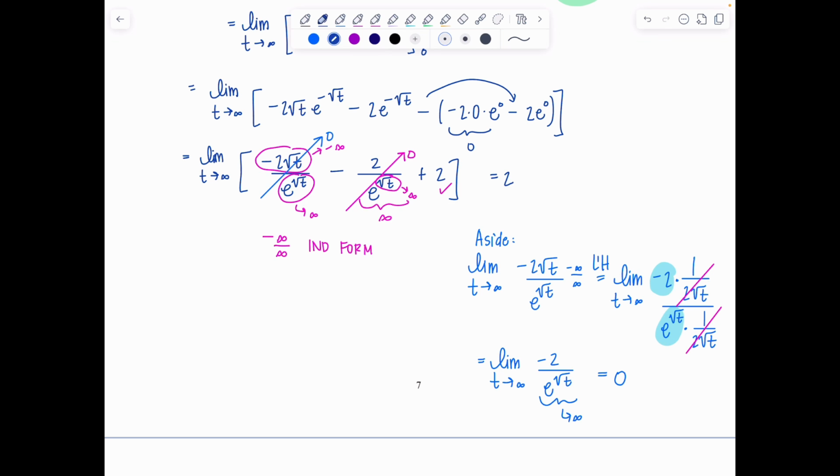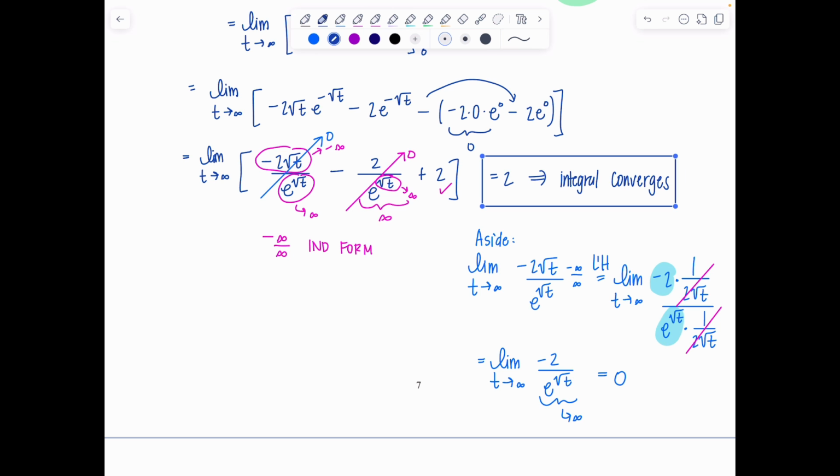Well, what do I care about the fact that my limit was 2? This tells me that the integral converges. As long as you get some finite number, your improper integral converges or is convergent. That's it. Let's box that. That's basically the final statement.